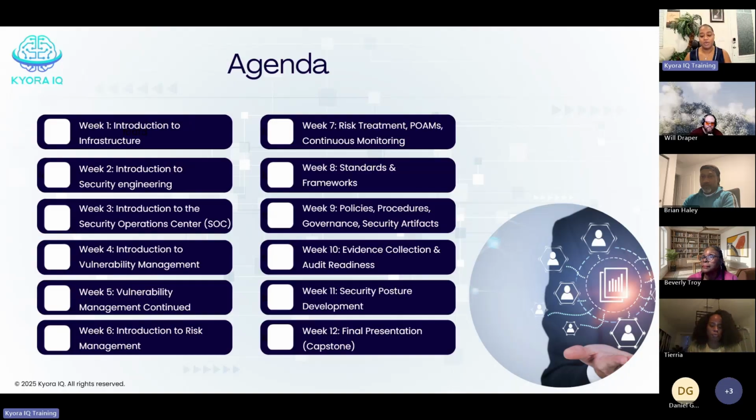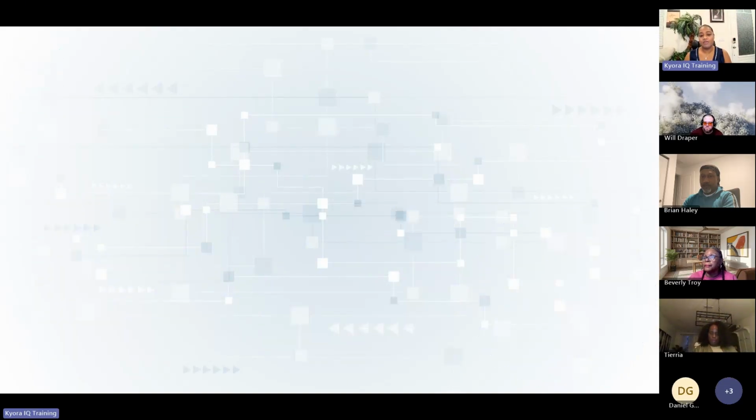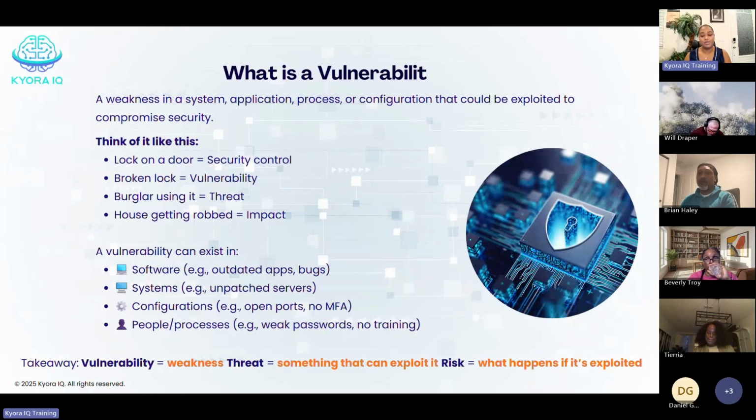Next week we'll be doing vulnerability management again. One of the largest parts of an ISO's job is vulnerability management. And again, all of the courses are designed by myself and the other instructors, so bear with us. We don't have any fancy software companies or any management that overlooks these courses. So let's get into it.